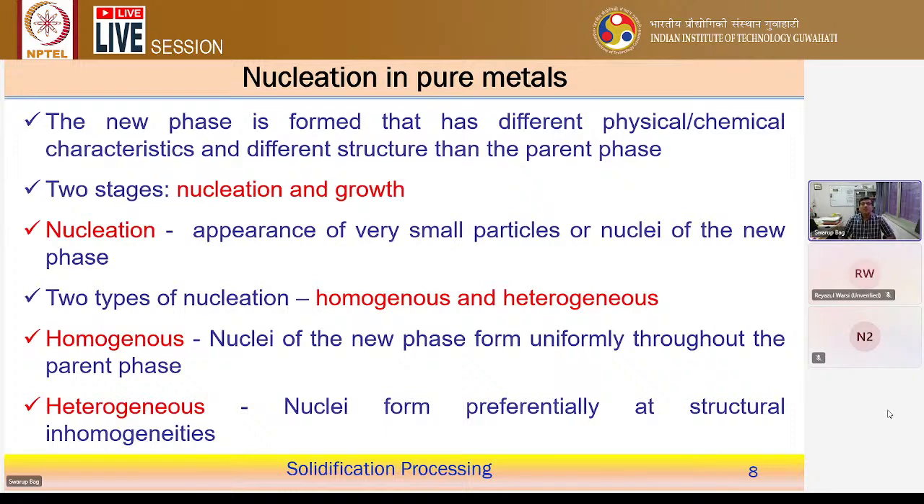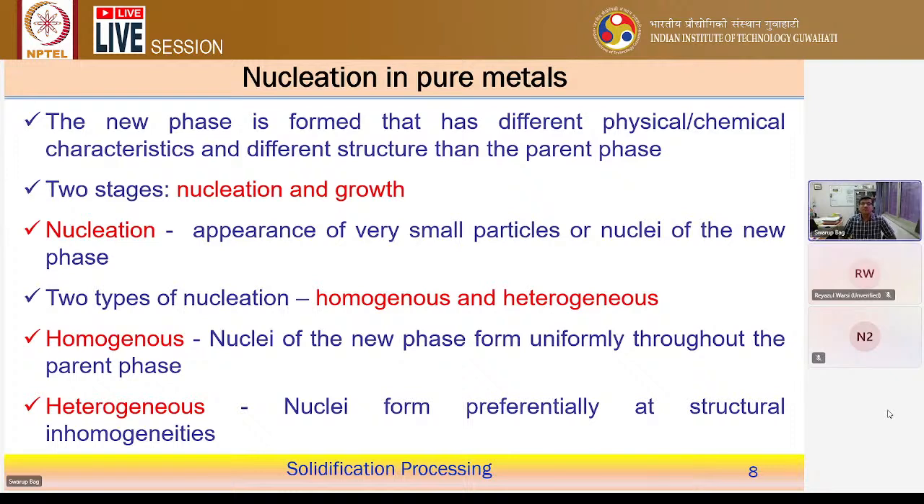But if nucleation occurs at predefined or preferential sites, we can say heterogeneous nucleation occurs. Basically, some pre-existing sites create or favor the nucleation, because in that case the energy barrier is lower than that of the homogeneous nucleation process.